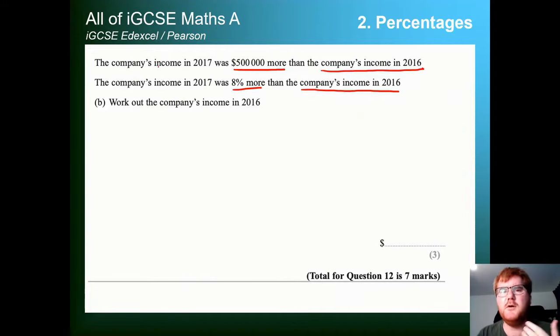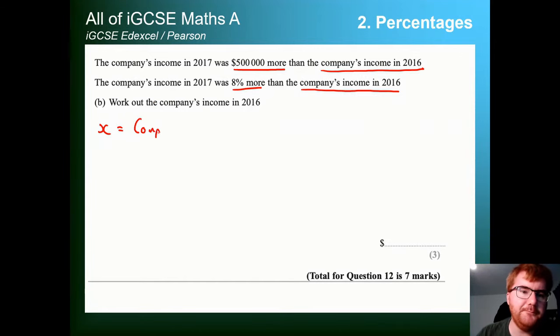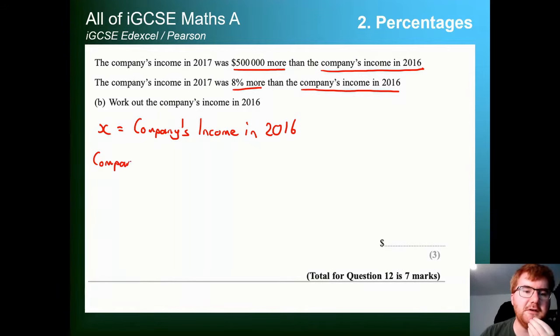So whenever I get a question like this where I don't have anything to represent the company's income in 2016, let's give it a letter. So I'm going to call it X in this case. So X is the company's income, nice and clear for the examiner, in 2016. Now there's 2 ways of expressing company's income in 2017 by using the 2 statements here.